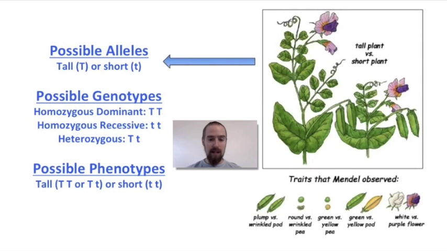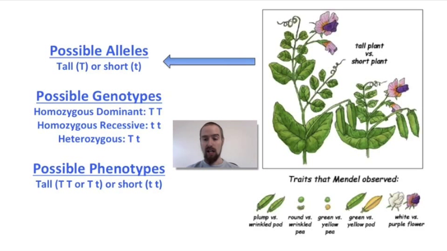The height that a plant is capable of growing to, for example, is determined by a single gene. This gene has two possible alleles, the tall allele, or big T, and the short allele, or little t. That means that, for this gene, our pea plant could have one of three possible genotypes: homozygous dominant, big T, big T; homozygous recessive, little t, little t; or heterozygous, which is big T, little t.